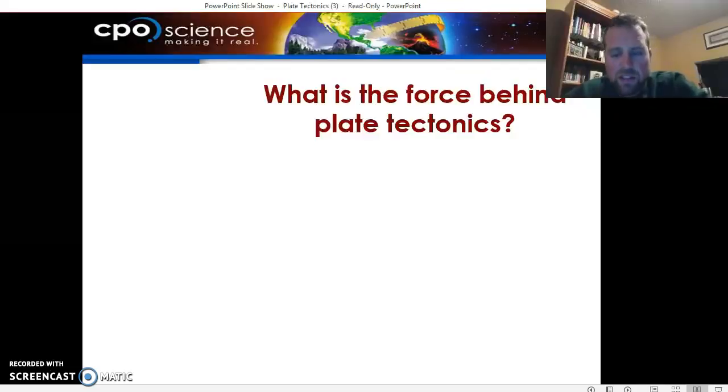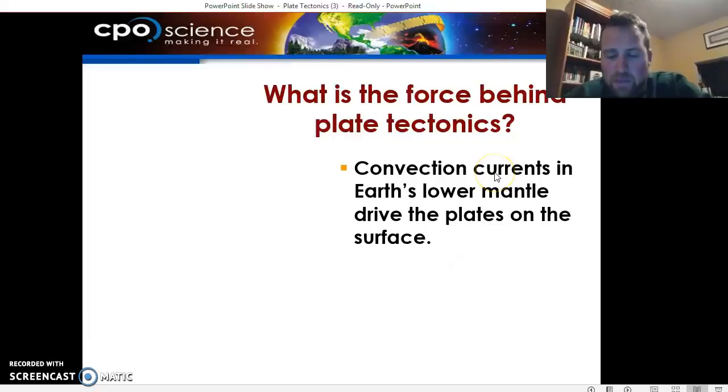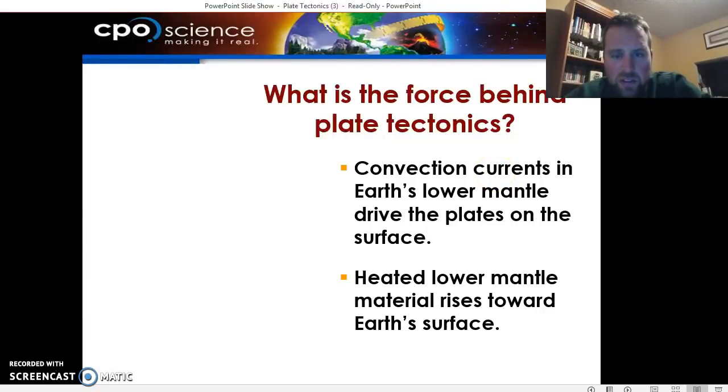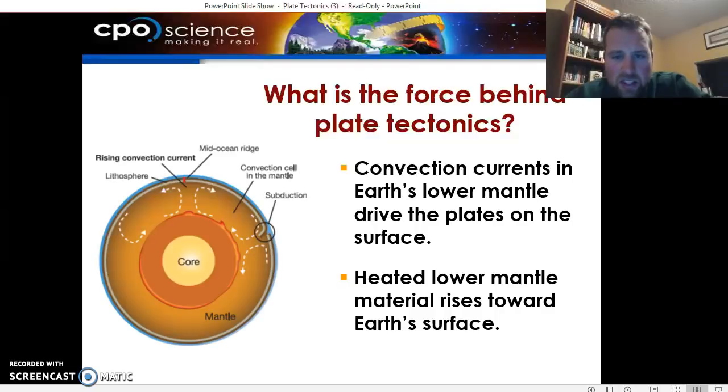So the next thing on your notes is a box that says, what is the force behind plate tectonics? Here's what you need to write down. Convection currents in Earth's mantle drive the plates on the surface. Heated lower mantle rises towards Earth's surface. So if you think about this picture here, you can see these white arrows. This is rising mantle, and as it rises, it cools down, and then it falls down to the core and heats back up, and it'll come back over, heat up, rise, and it will just go on and on and on. And so this is what causes plates to move.